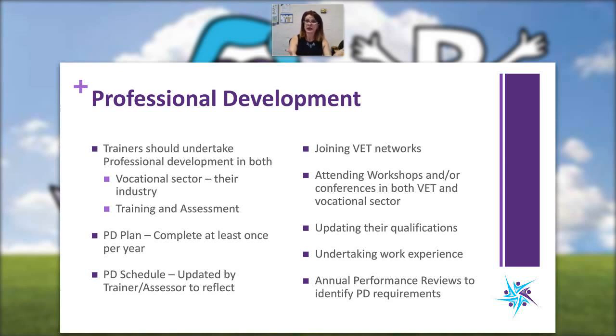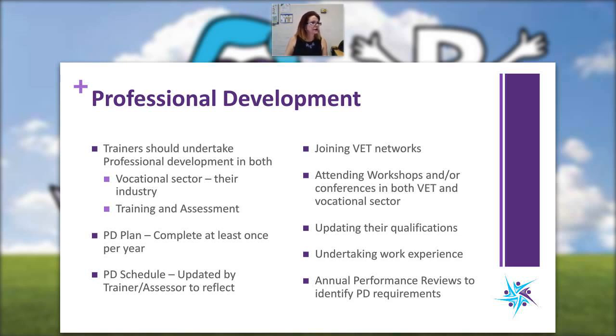Updating their qualifications, so TAE, for example, upgrading to the new qualification in TAE, is another way they can demonstrate professional development. Undertaking work experience, so getting some currency in the industry. I had an example of an RN, a registered nurse, who worked for me delivering training and assessment in aged care. Once a year, every January when we were slow and we weren't delivering training, she'd go work in an aged care facility for a month. Every year she would do that, and that's how she kept her currency within her industry. And you should be conducting annual performance reviews to identify that they've met the PD requirements.